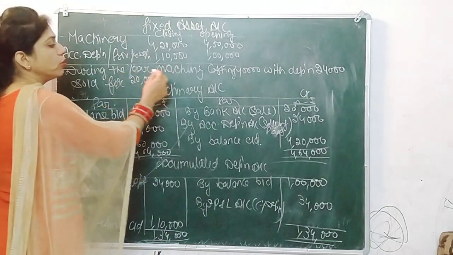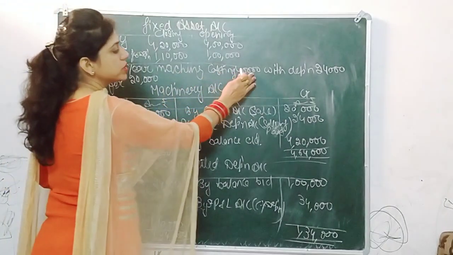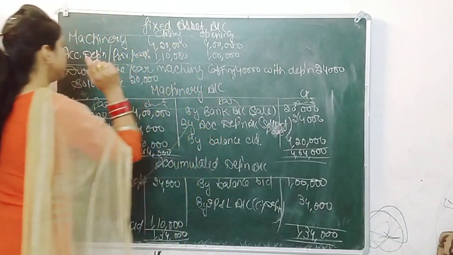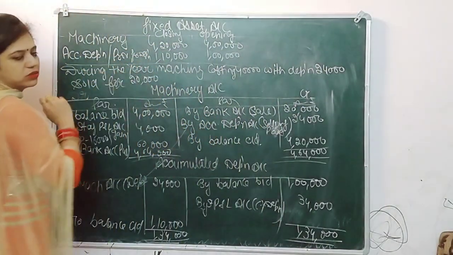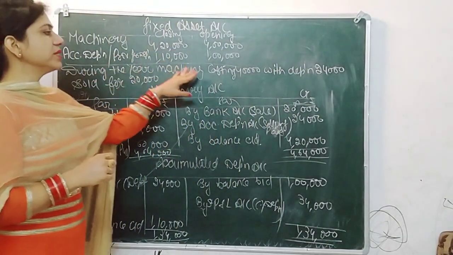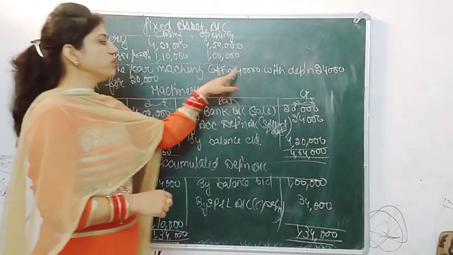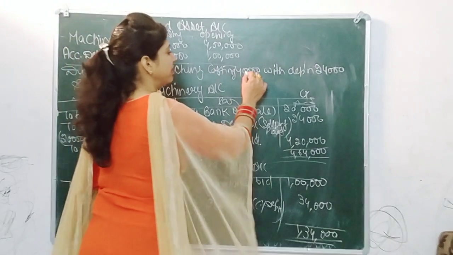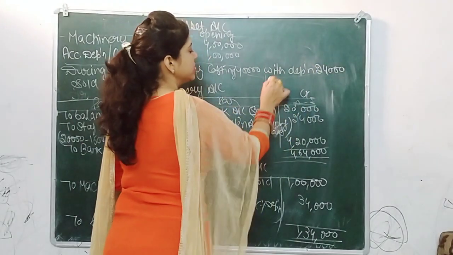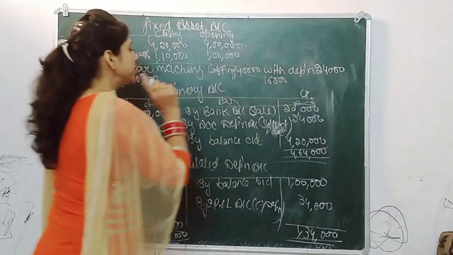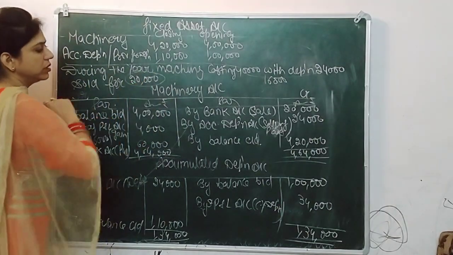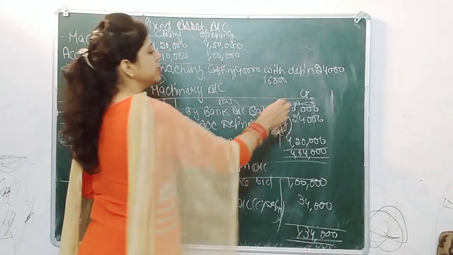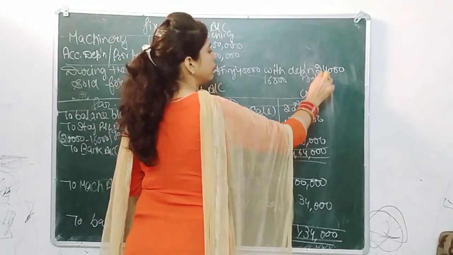The adjustment is: during the year, machinery costing 40,000 with depreciation of 24,000 was sold for 20,000. Let us just do this calculation. Cost is 40 and depreciation is 24, so the remaining value is 40 minus 24, that is 16,000. But we sold this machinery for 20,000. So there is a profit of 4,000.